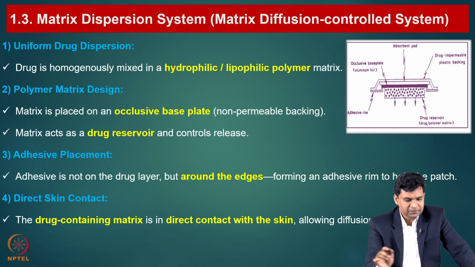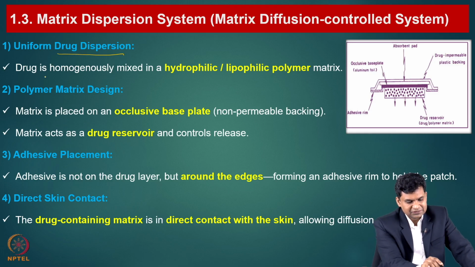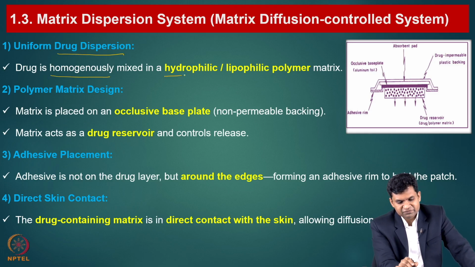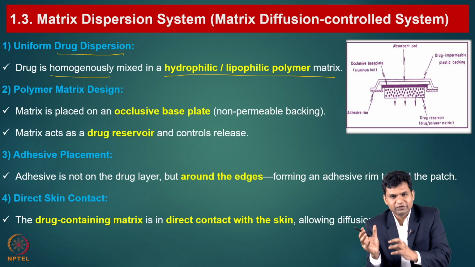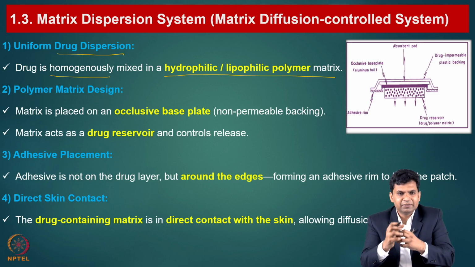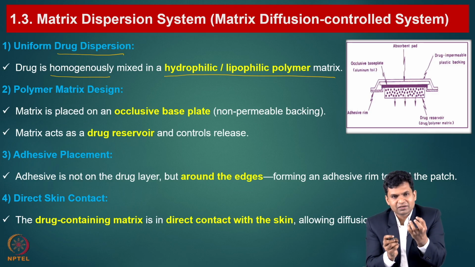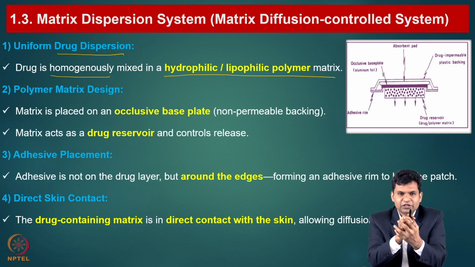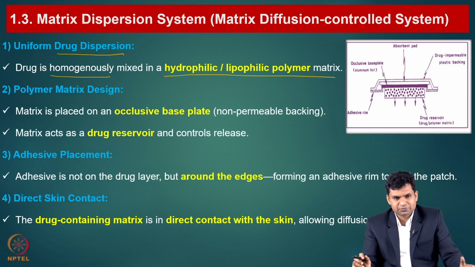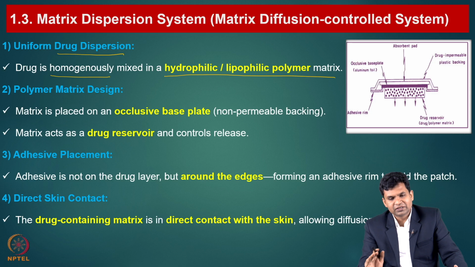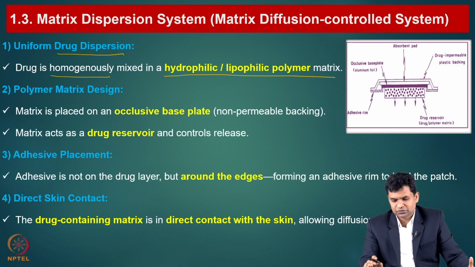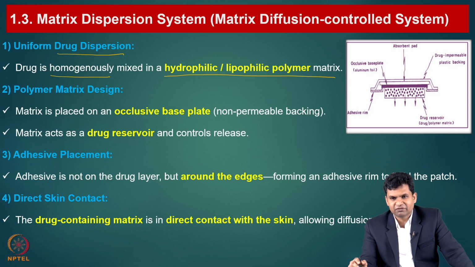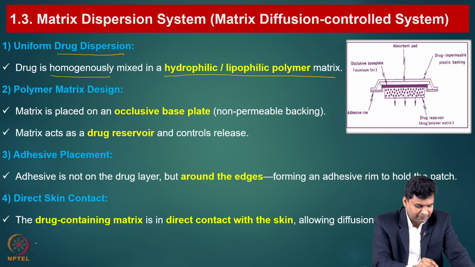Now you can see the uniform drug dispersion: the drug is homogeneously mixed with a hydrophilic and lipophilic polymeric matrix. So here we use hydrophilic, lipophilic or hydrophobic polymers to make a matrix system. Our drug will be encapsulated in the polymer system. So definitely the controlled release will be much higher compared with the other two systems. Now you can see the pictorial representation of this patch.